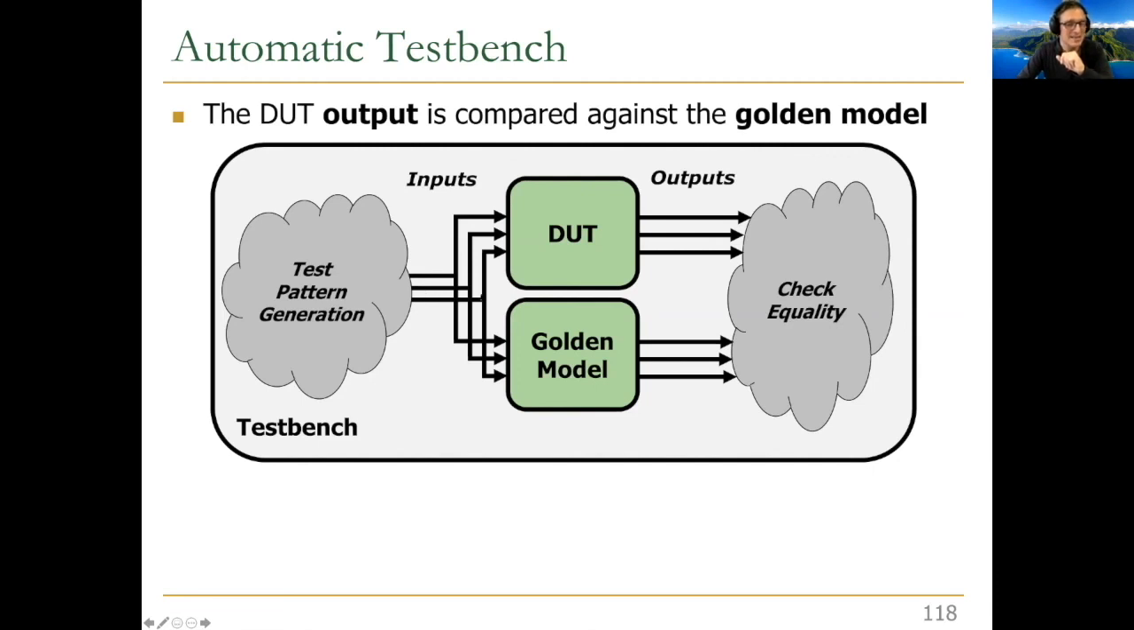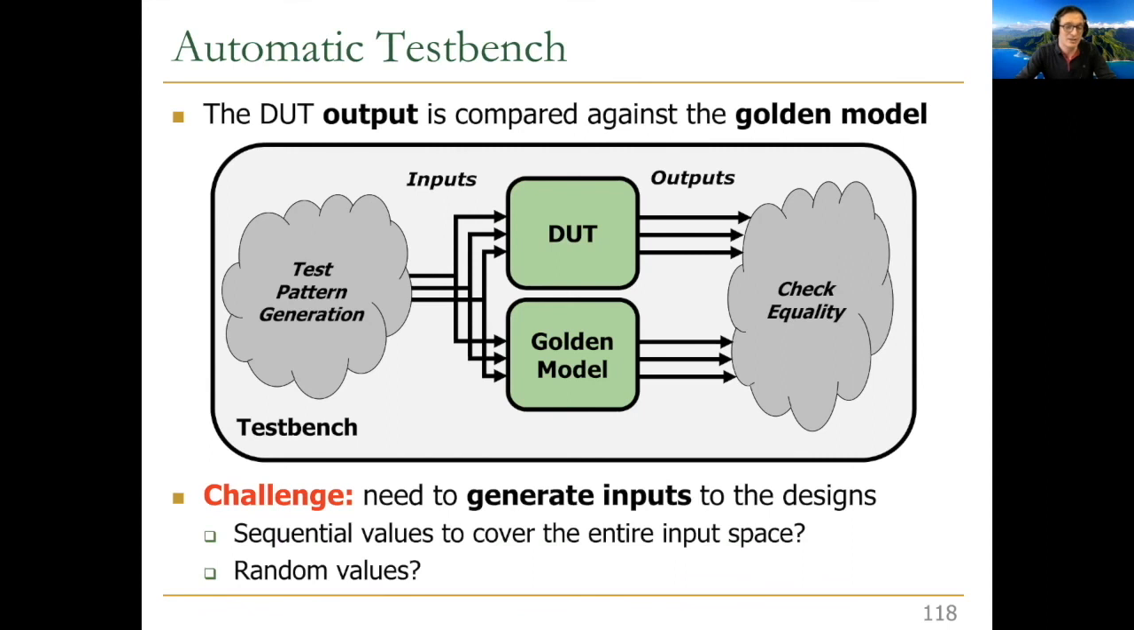And you apply the test patterns, which could be generated the way we discussed earlier, to both the design under test and the golden model. And you basically compare the outputs. And if the outputs are equal, that's great. Design under test is golden. Of course, this requires that your golden model be completely verified to be correct, right?